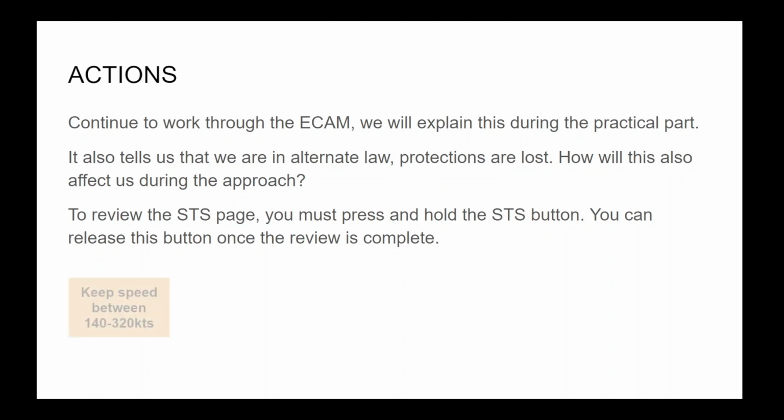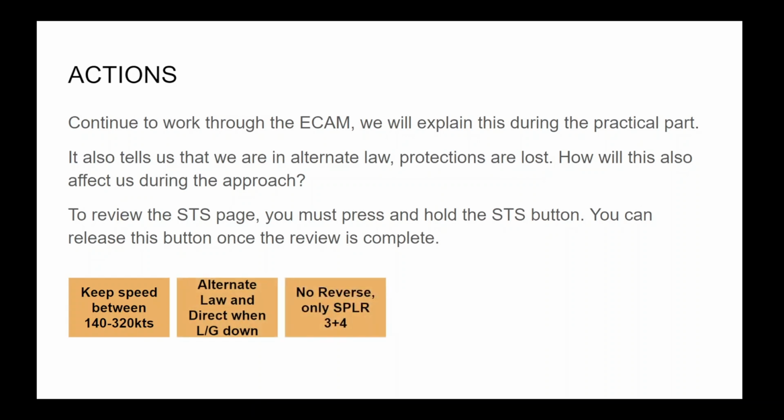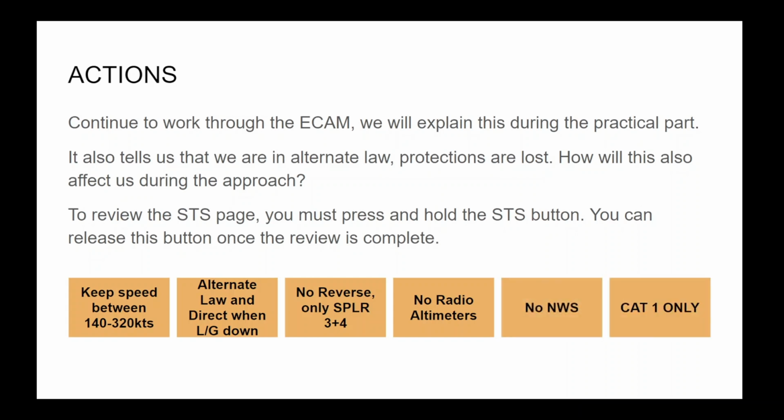Keep speed between 140 and 320 knots. You are in alternate law, and direct law when the landing gear is down. You have no reversers, and only spoilers 3 and 4 work. There are no radio altimeters, no nose wheel steering, and you are Cat 1 only.